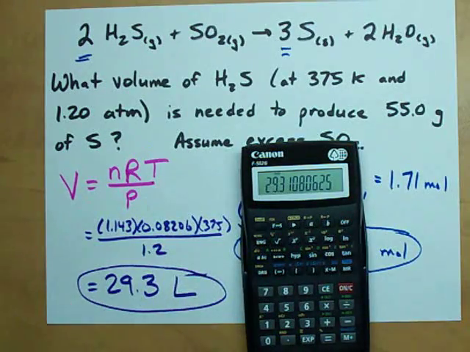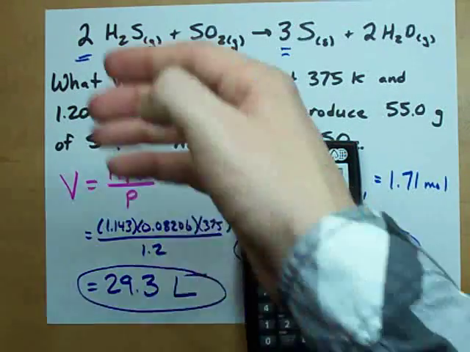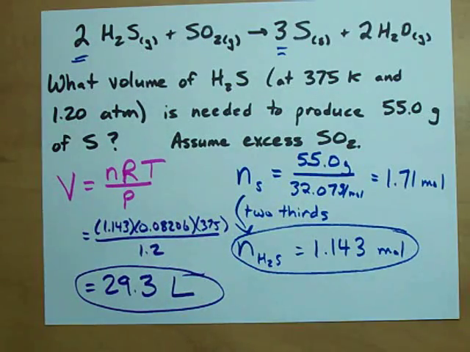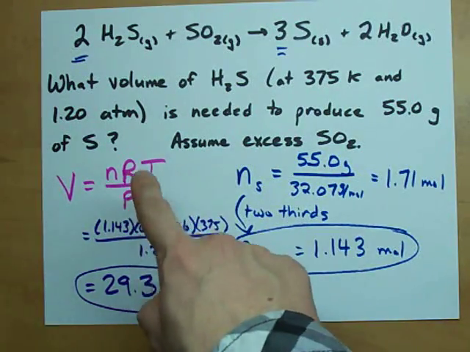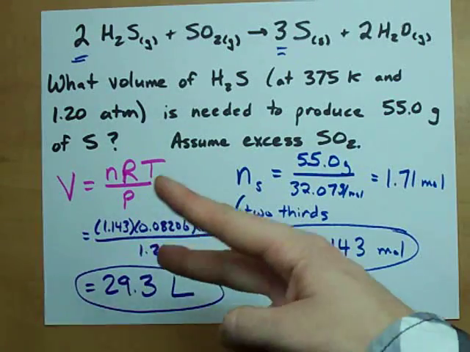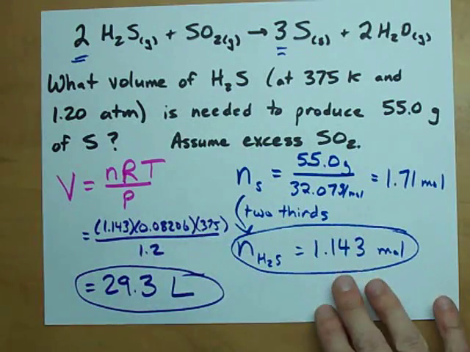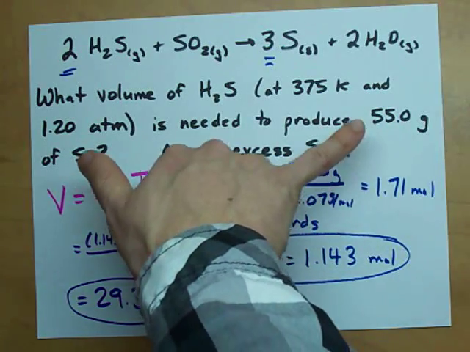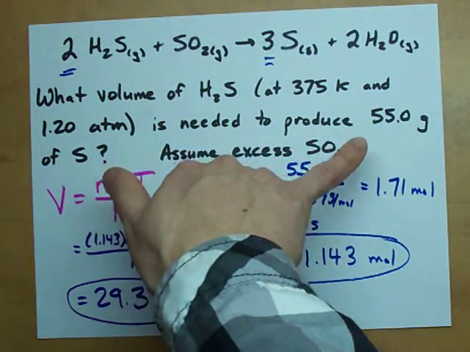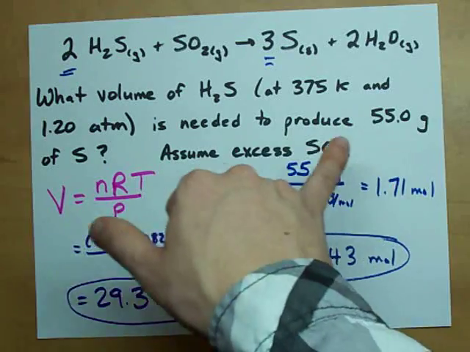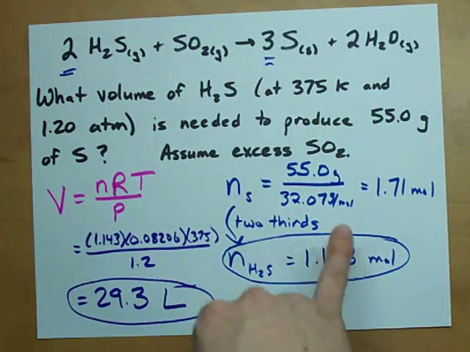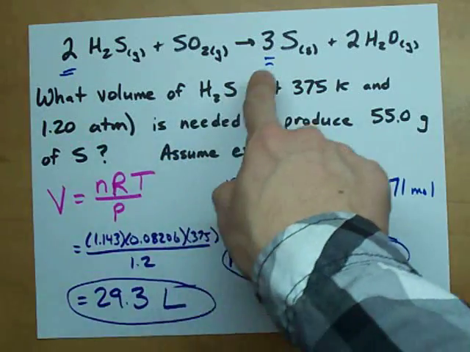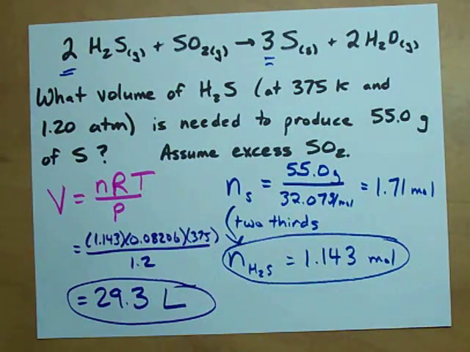Liters. Again, when you're asked to solve for a volume of a gas, you basically have to use the ideal gas law, and then you're going to have to know moles, temperature, and pressure to actually calculate it out. The trick here was that they gave you the number of grams of product, which you have to convert to moles, and then figure out how many moles of the reactant you needed to produce it in the first place. In this case, you needed 2/3 as much.